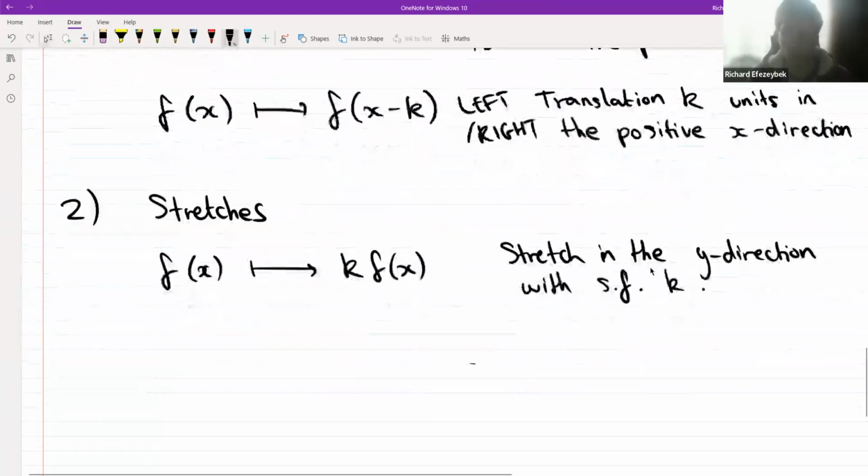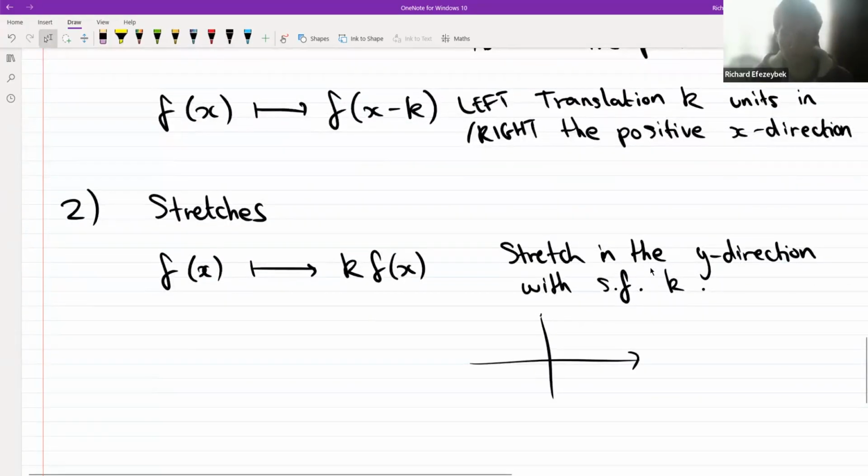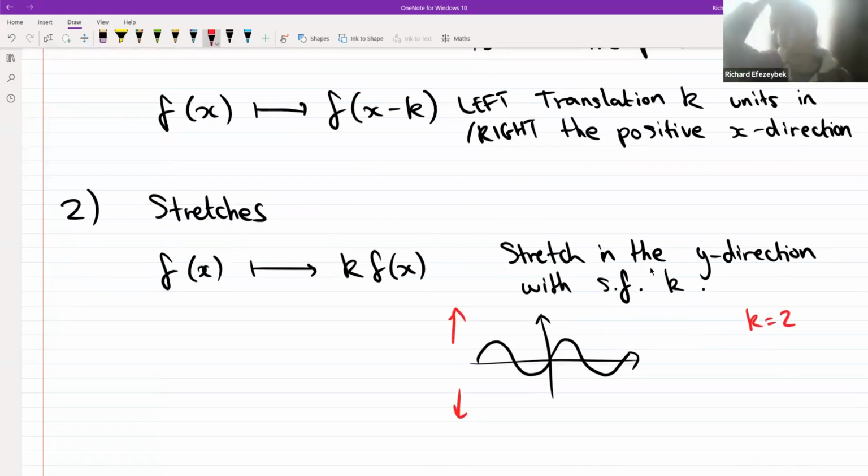Okay, best seen with something like sine. If I take k equal to 2, then this simply pulls the graph out, sort of up and down, doubling its amplitude.